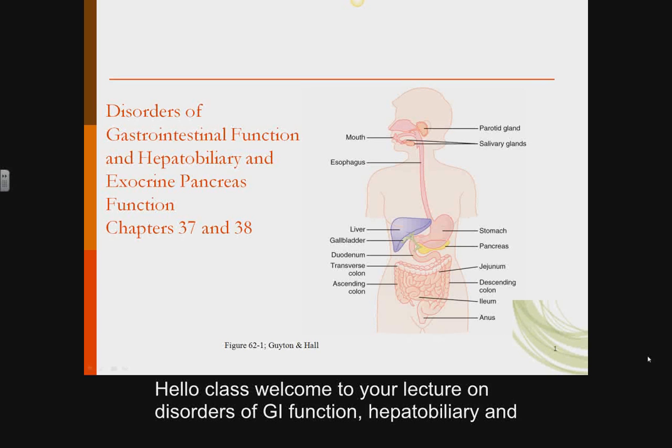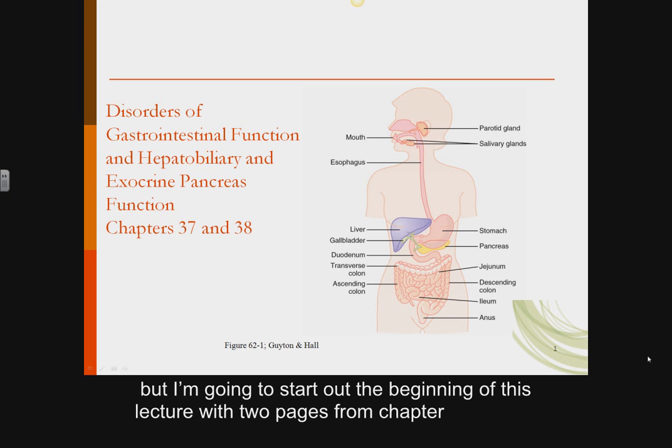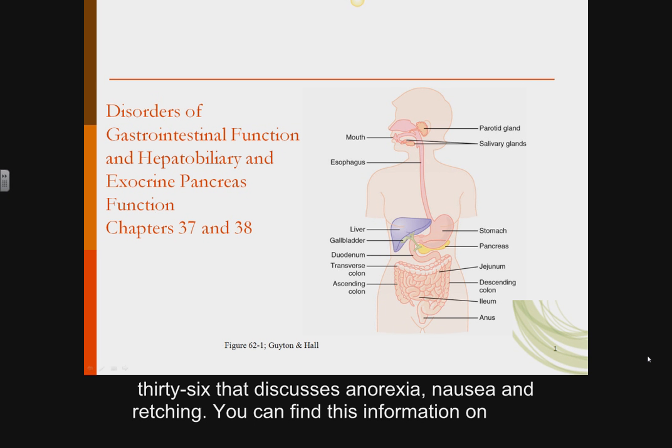Hello class, welcome to your lecture on disorders of GI function, hepatobiliary and exocrine pancreas function. This covers primarily chapters 37 and 38, but I'm going to start out the beginning of this lecture with 2 pages from chapter 36 that discusses anorexia, nausea, and retching. You can find this information on pages 913 to 914.